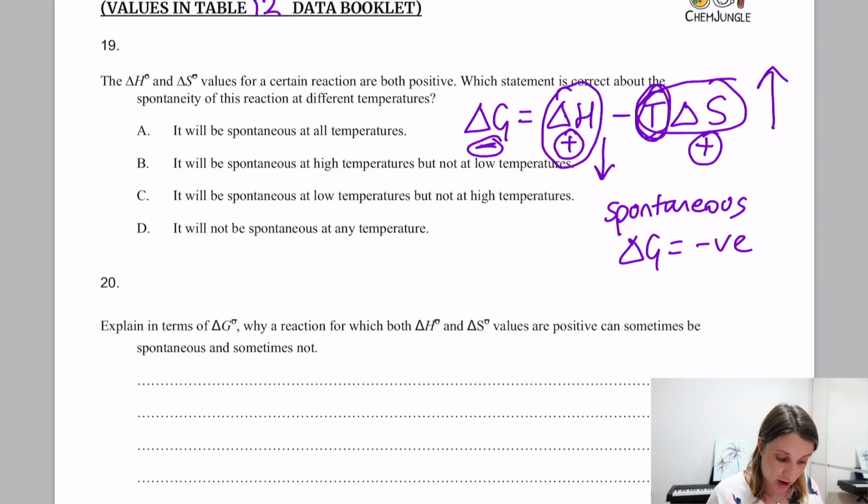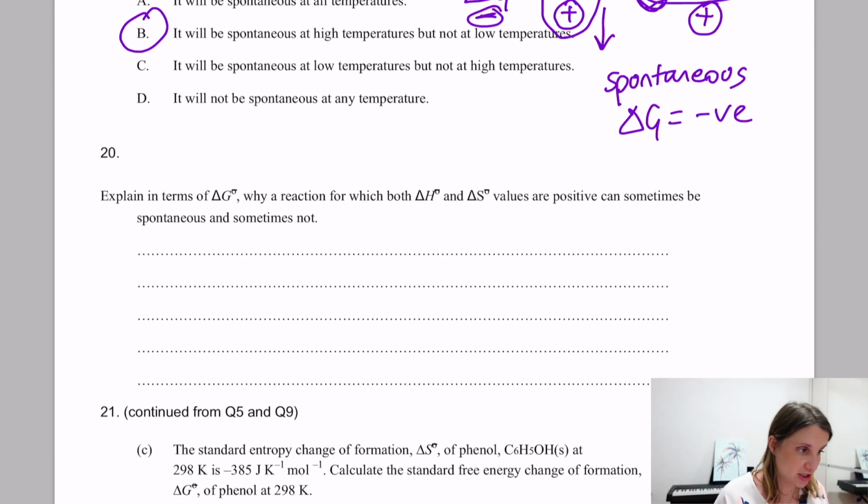The way we describe that is that the way it's going to get bigger is that the T, the temperature, is going to change. Making that bigger is going to make it more spontaneous. So it will be spontaneous at higher temperatures, but not at lower temperatures.